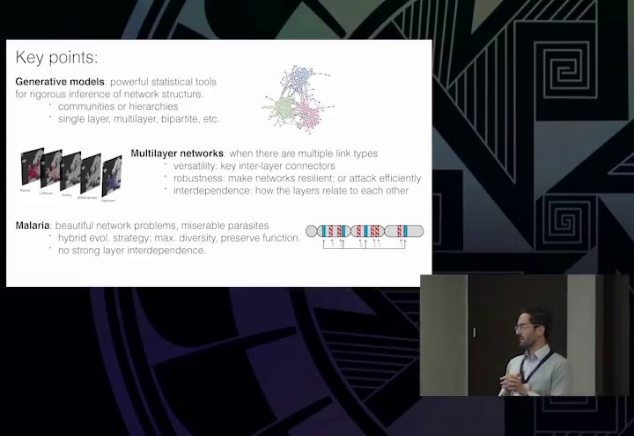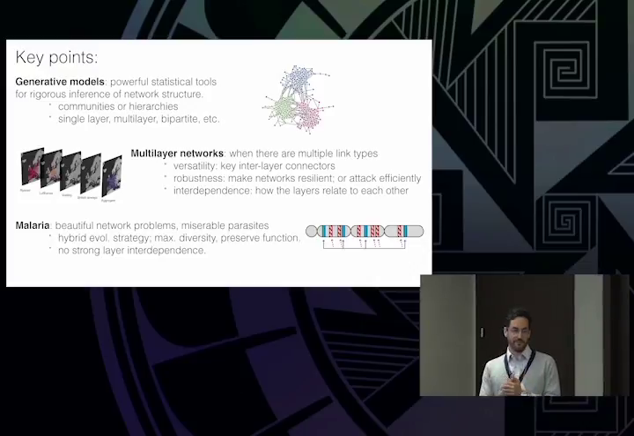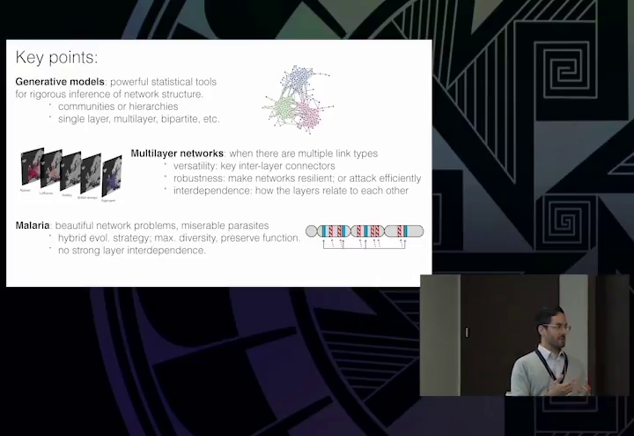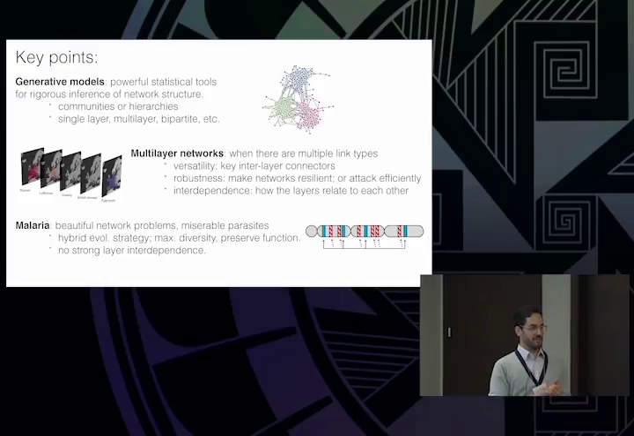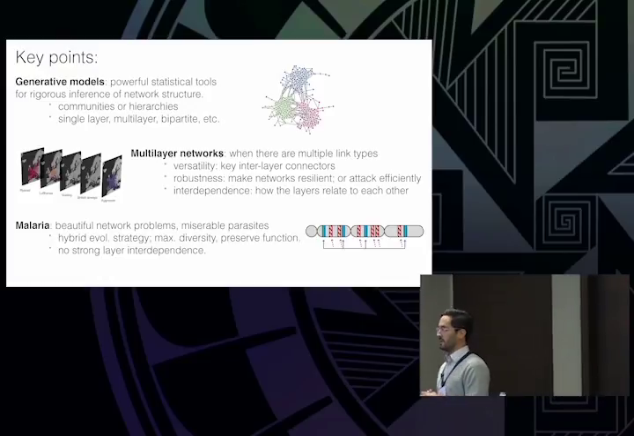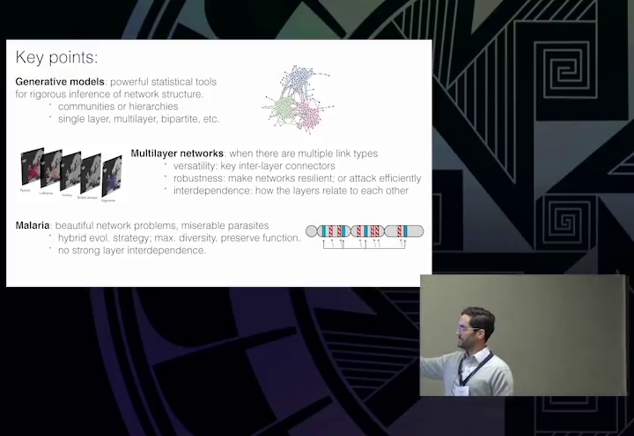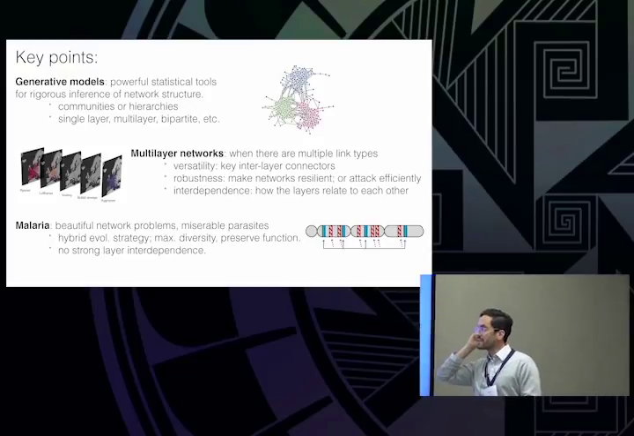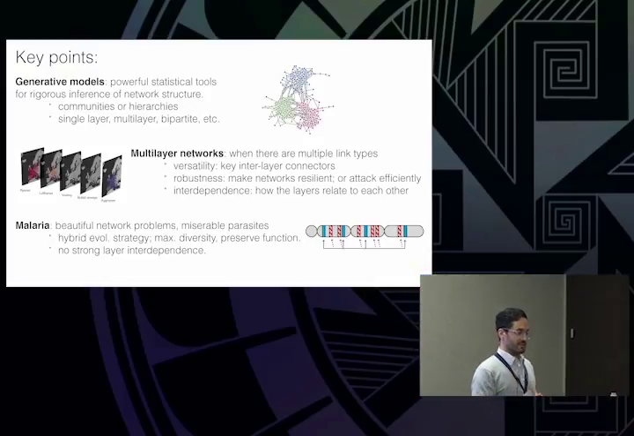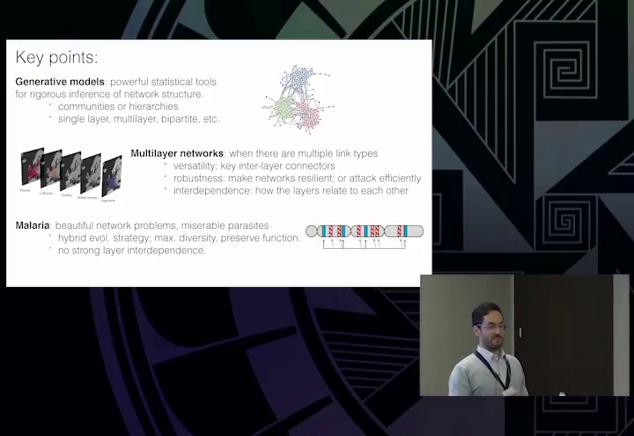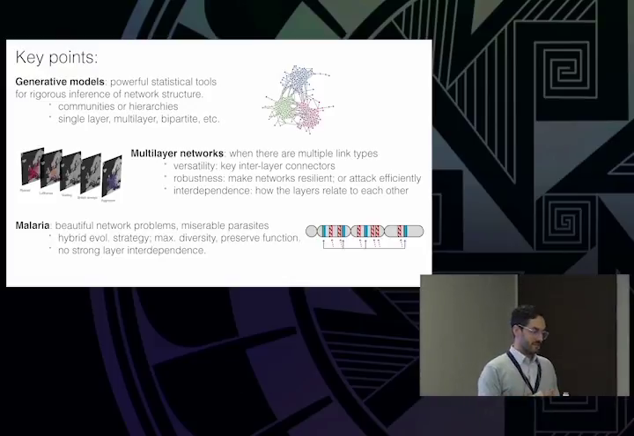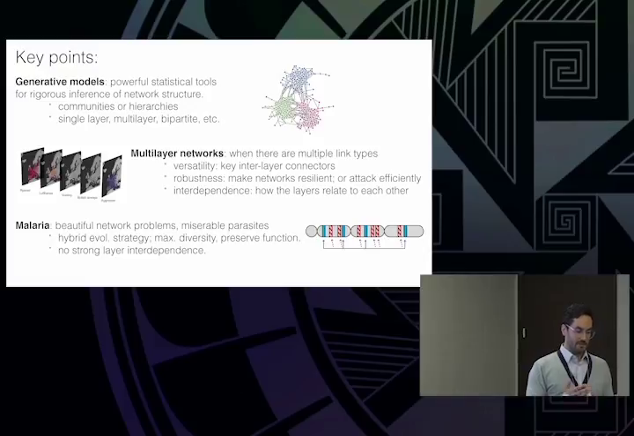We talked a bit about multi-layer networks, and these are very fresh results. If you start looking at some of the papers on these, you're going to see everything published in the last 5 years. So this is really the edge of what we know. And I expect in the next 5 years we'll know a lot more. These are great when there are multiple link types. We talked about versatility, which are the key interlayer connectors. Robustness, how can we make networks resilient? Or, the flip side, if we want to dismantle a network, which are the nodes we should attack? We talked a little bit about interdependence, how the layers actually relate to each other, and how we can use one layer to predict another.